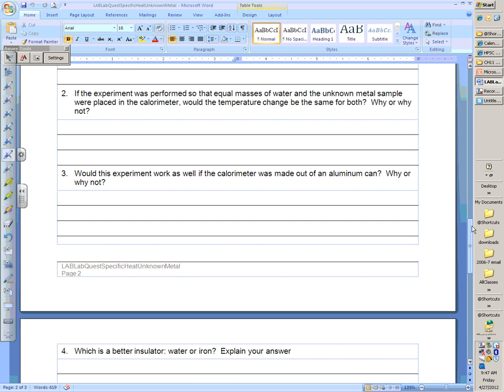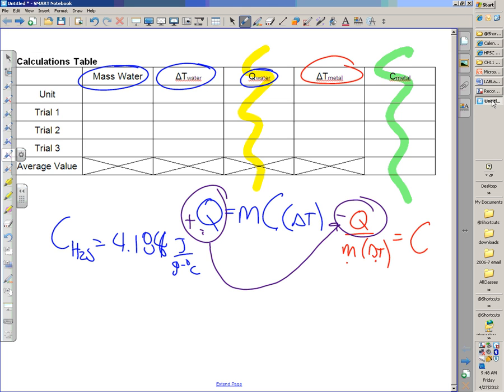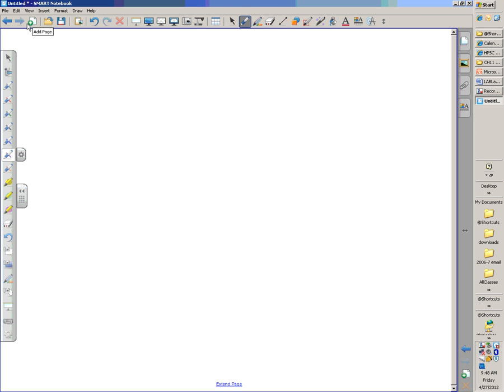Okay. Let's talk about number 2. In the case of this lab, there was a lot more water than there was metal. Okay. And if you look at the temperature changes, there's a much greater temperature change in the metal than there was in the water. Okay? If we take it back to this equation, right, the Q is equal to M times C times delta T.